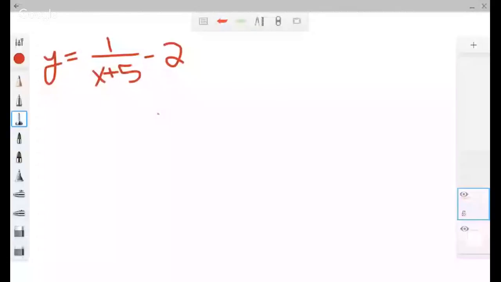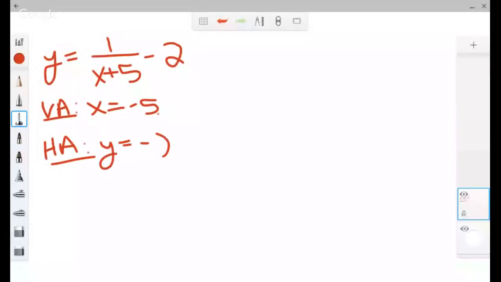So first of all, one thing that I immediately know is the vertical asymptote is at x equals -5. The reason for that is because wherever the denominator is 0, in this case, if I substitute -5 for x, I get division by 0, which is not allowed, and that causes a vertical asymptote. And I also know the horizontal asymptote too. It's always the number that's in this format. So that's a quick way to get the asymptotes.